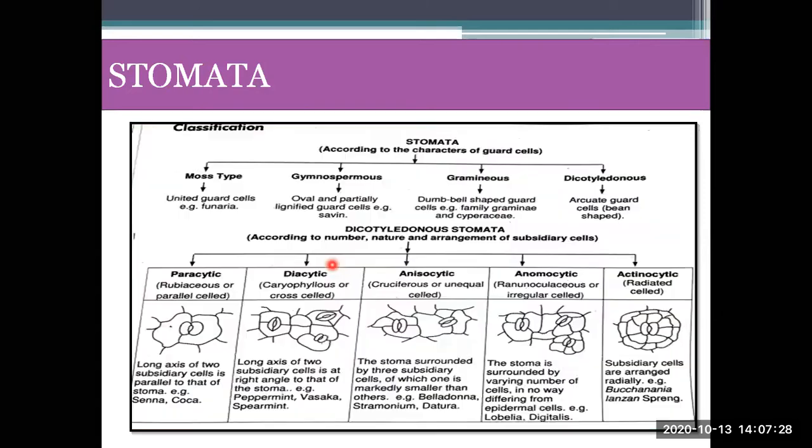Now we will see the classification of the stomata. On the basis of the guard cells, what are the guard cells?